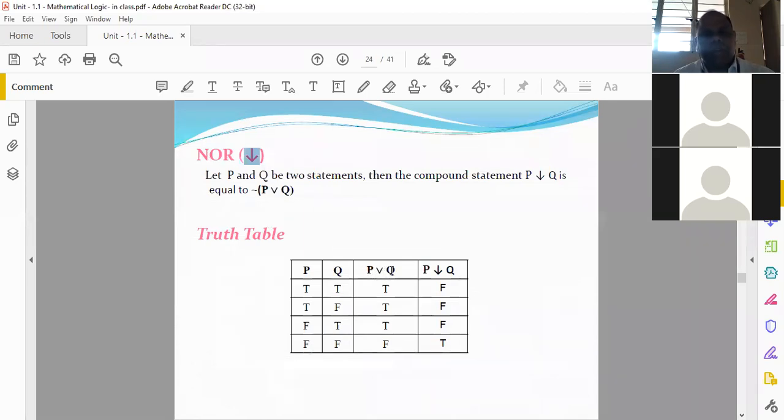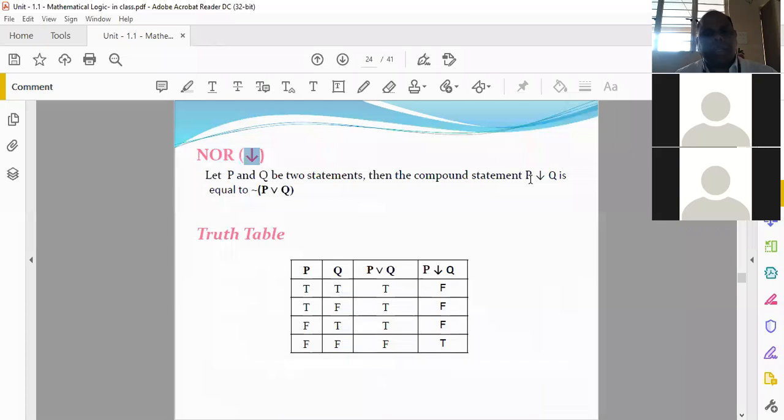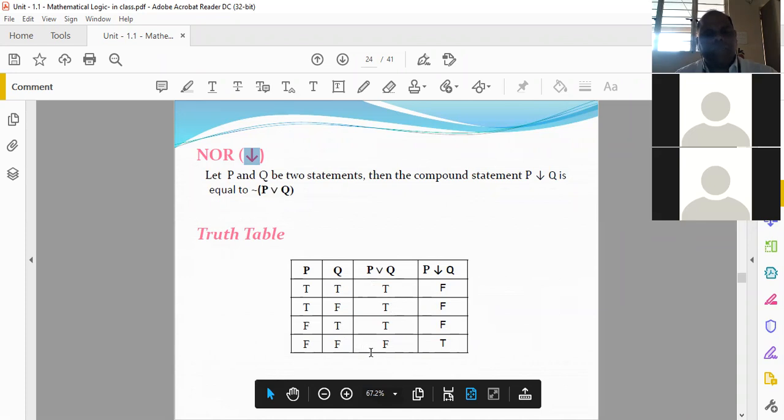See that here, P OR Q we know is true, true, true, false. Here it is the exact opposite: false, false, false, true. Let P and Q be two statements, then the compound statement P NOR Q is equal to the negation of P OR Q. So with two statements, there are four possibilities. We know P OR Q: if any one statement is true, then the compound statement is true, otherwise it is false. And NOR is the negation of P OR Q. That's why the negation of true is false, the negation of true is false, the negation of true is false, and the negation of false is true, guys.